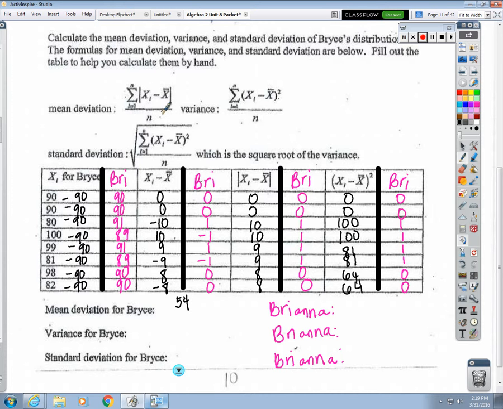All the numbers. How many numbers were there? How many test scores? 8. So you divide that by 8. What's 54 divided by 8? Right. So Bryce's mean deviation is 6.75.